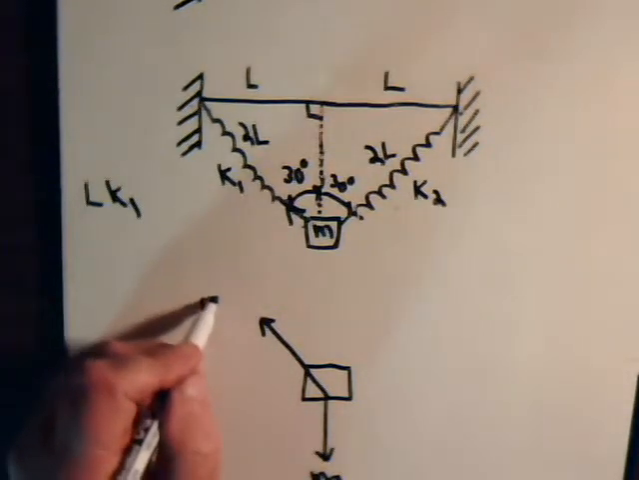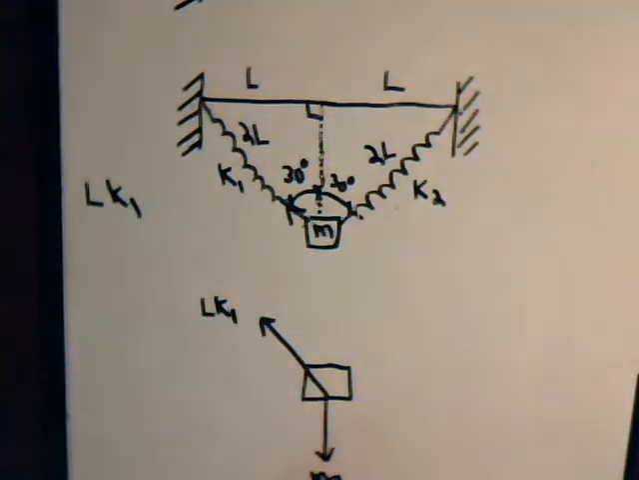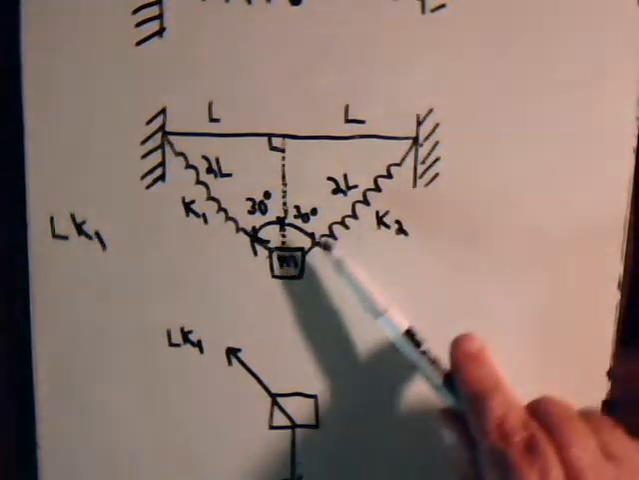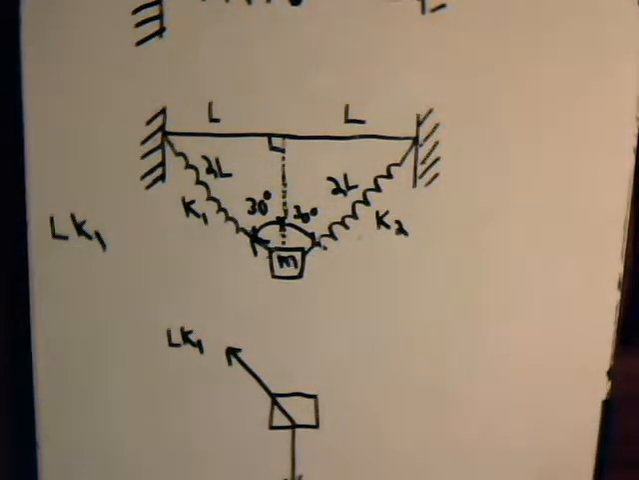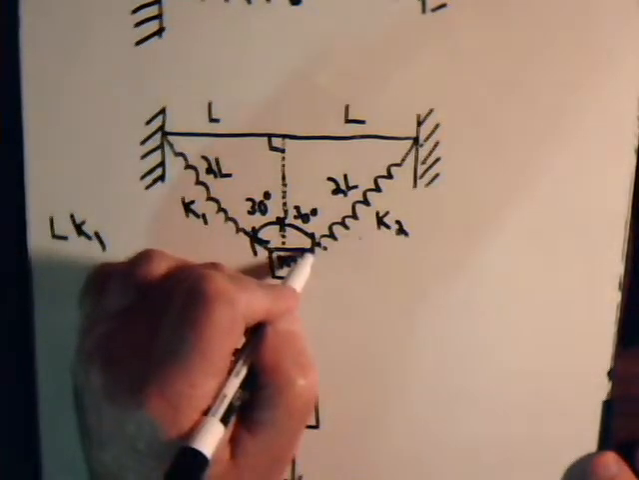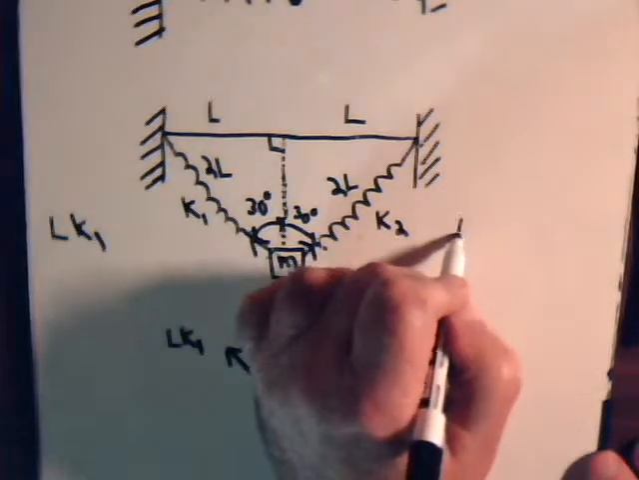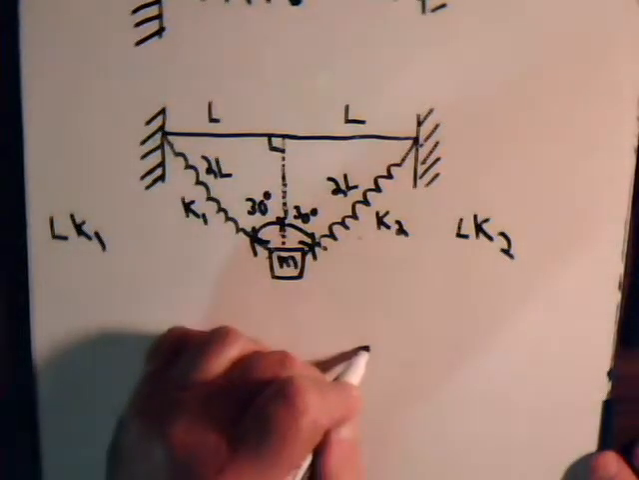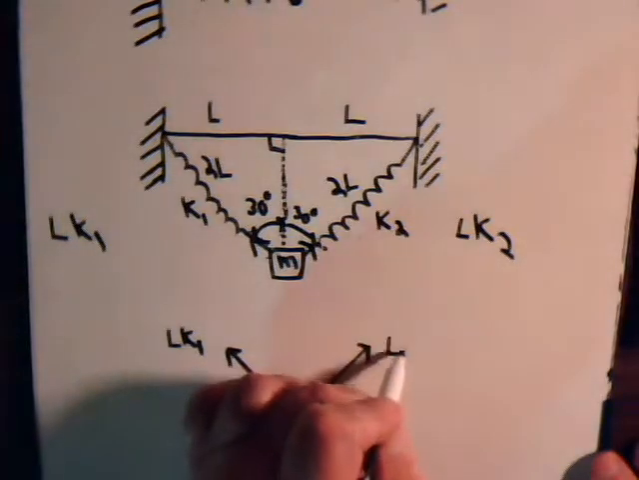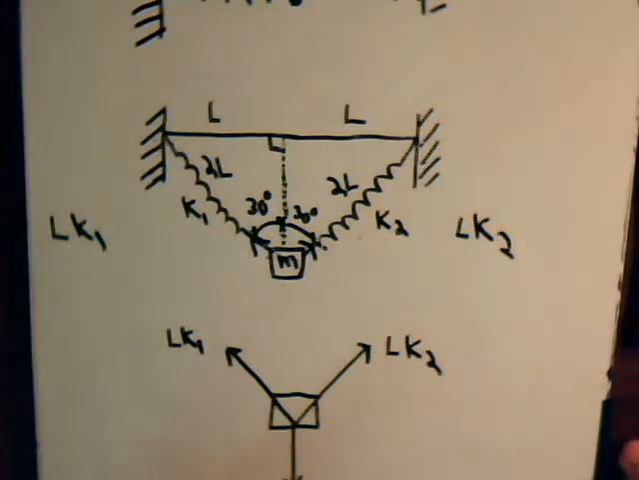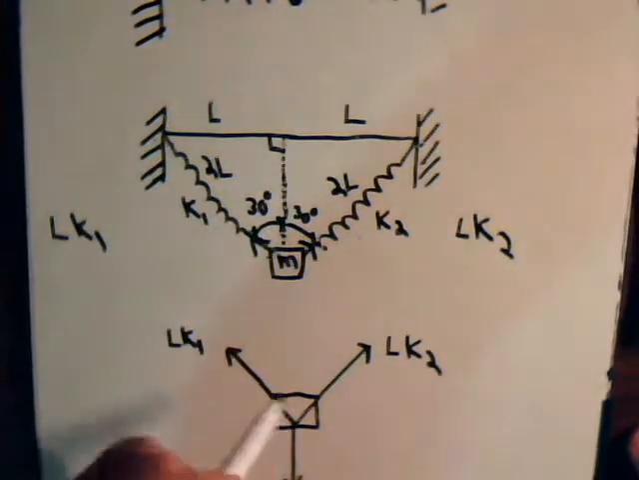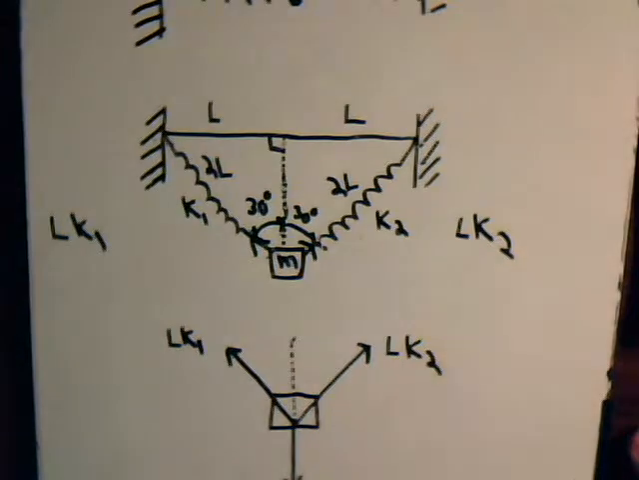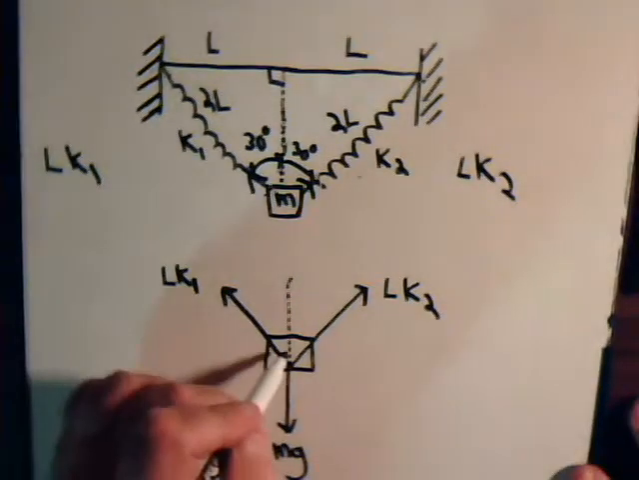This is L K1, and likewise this spring was stretched a distance of L, so the force that it exerts in this direction would be L times K2. So there we have it right here. And then we have this vertical line like this. And this angle is 30 degrees.